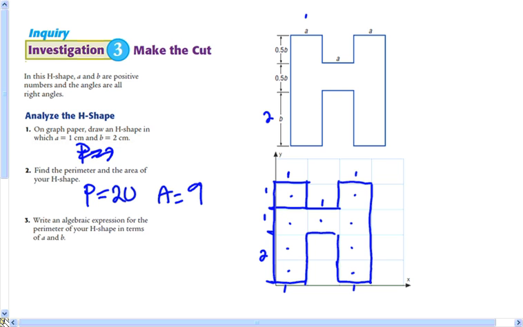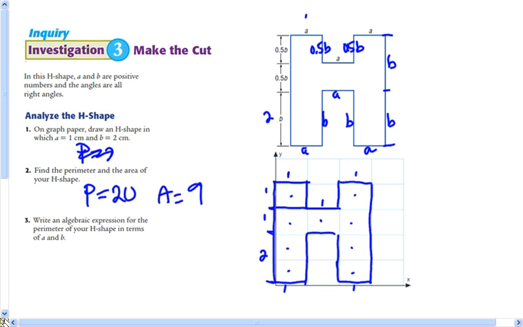Now we're going to write an algebraic expression for the perimeter. To do that, let's just label a couple more parts. This is A, this is A, this is A, this is B, B, from there to there is B, from there to there would be B, because on the other side there has to be, and then this is half of B here, and half of B here.